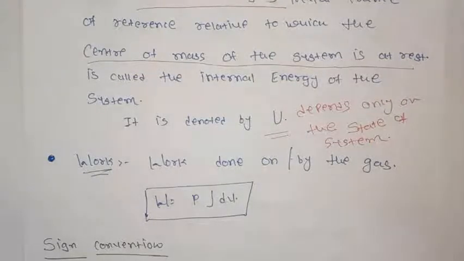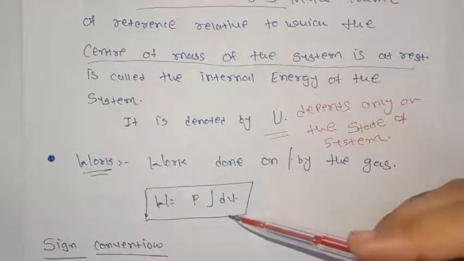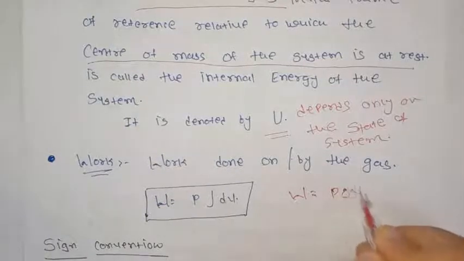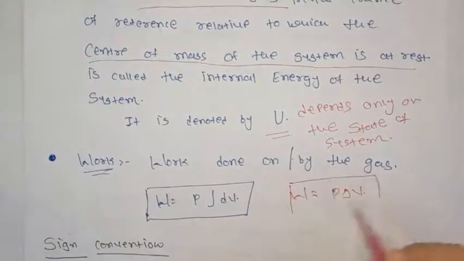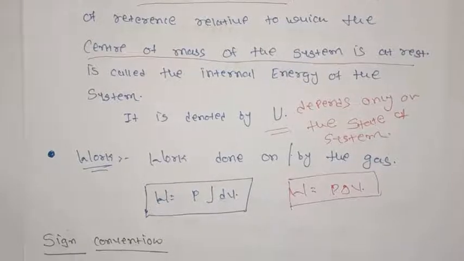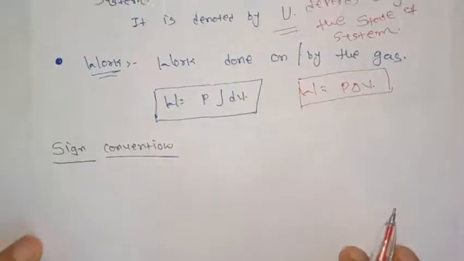Now the work done. When the piston of a cylinder is pushed down or pushed up, work is done on or by the gas. The work done is denoted by W, and it is the integration of P dV. We can write work done is equal to P delta V. Now, let us see some sign convention rules for heat, internal energy, and the work done.